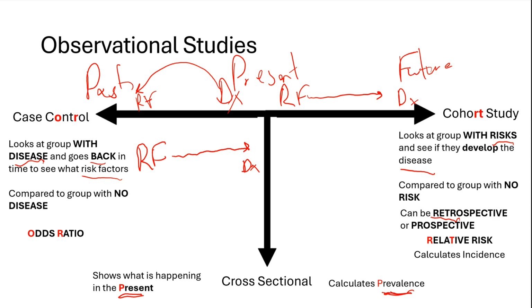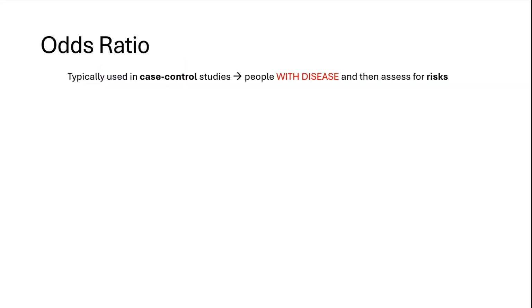disease. You go back in time and then you look at the associated risk factors. Cohort study begins with the risk factors and you see if they develop the disease. So let's now move on and talk about case control studies a little bit further and talk about odds ratio. So remember, with odds ratio, we are using case control studies. Case control studies, again, are people with the disease, and then we assess for risks.